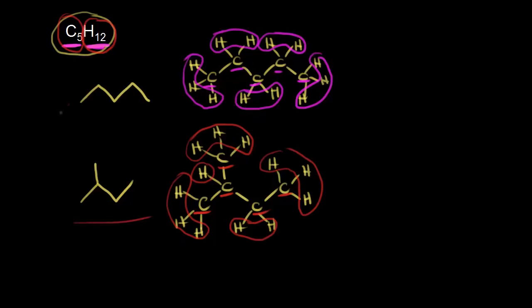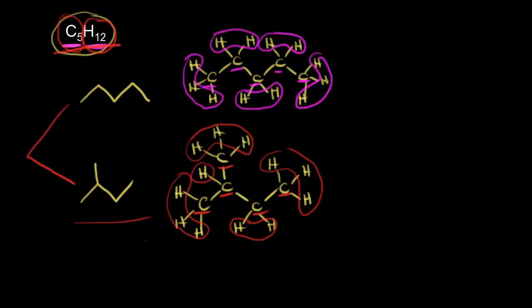So these two drawings represent 2 different molecules. Both of these molecules have the molecular formula C5H12, but they differ in terms of how those atoms are connected. They differ in terms of their structure. So we call them structural isomers of each other.